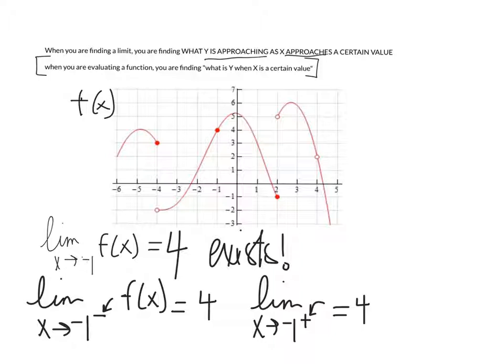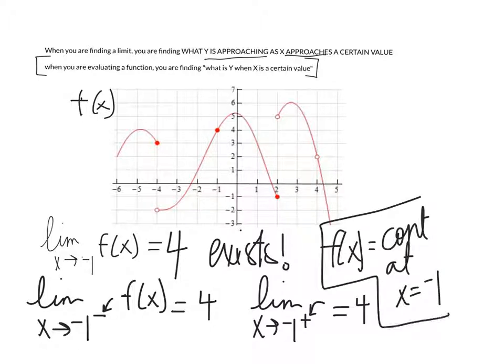Also, since the limit exists, and since the right limit and the left limit are the same, that means f of x has to be continuous at x = -1, which means there's no holes or breaks in the graph at x = -1, which is true. Right at x = -1, I have continuity. I was able to smoothly go through the function at -1 without jumping or breaks or a hole or anything like that. So look at how this all ties in together.